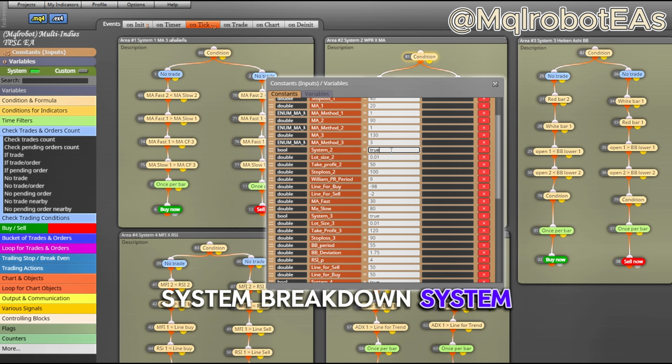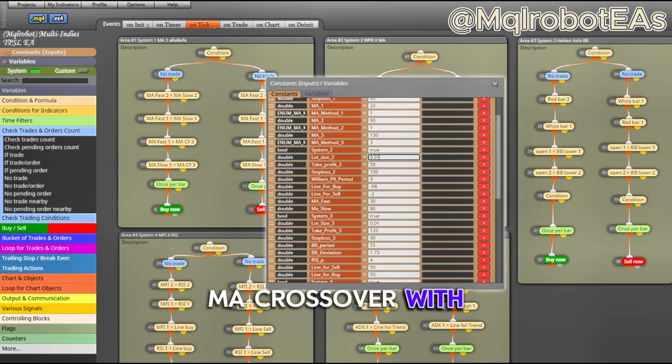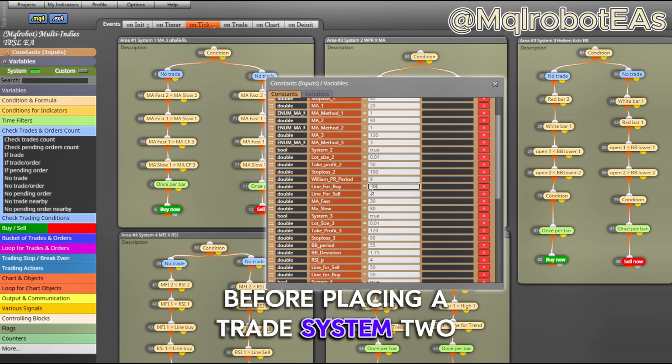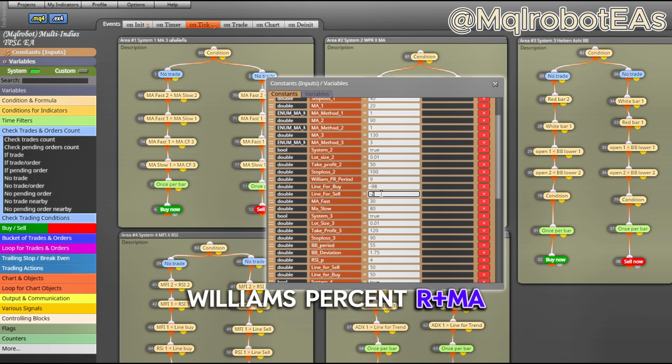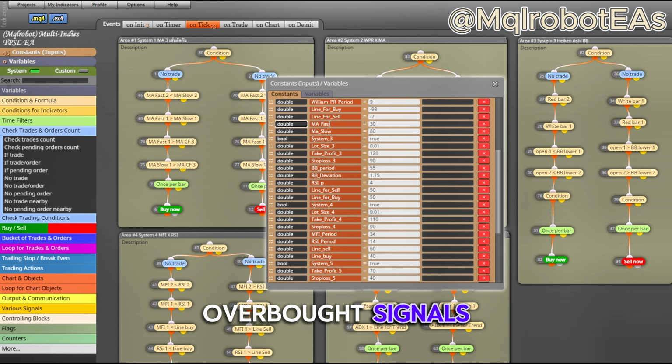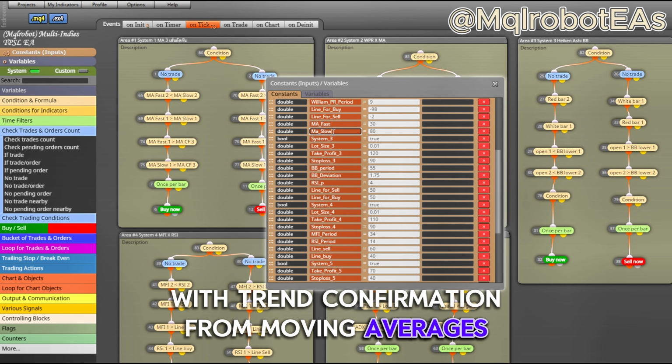System breakdown: System 1, MA crossover with triple confirmation. Uses multiple moving averages to confirm short-term trend direction before placing a trade. System 2, Williams %R plus MA filter, combines oversold overbought signals with trend confirmation from moving averages.